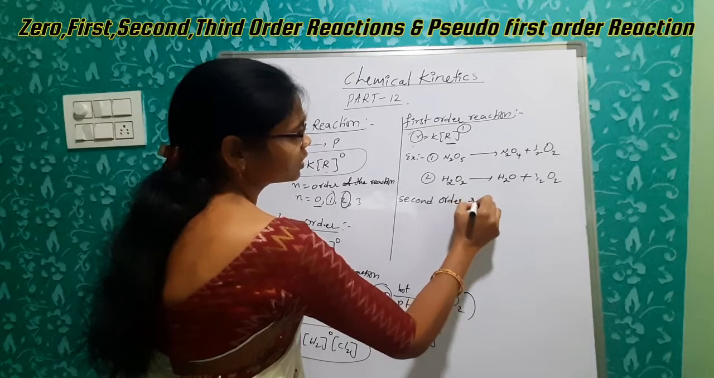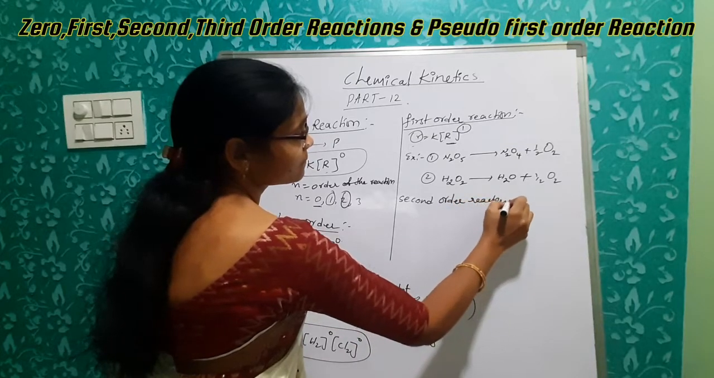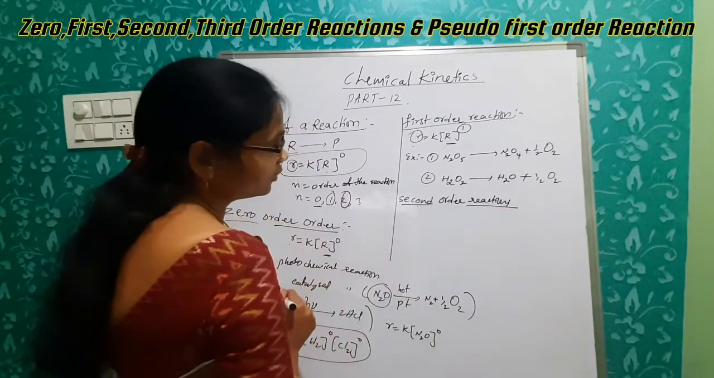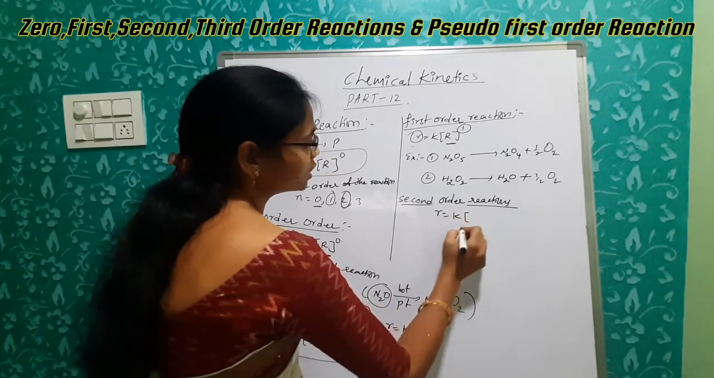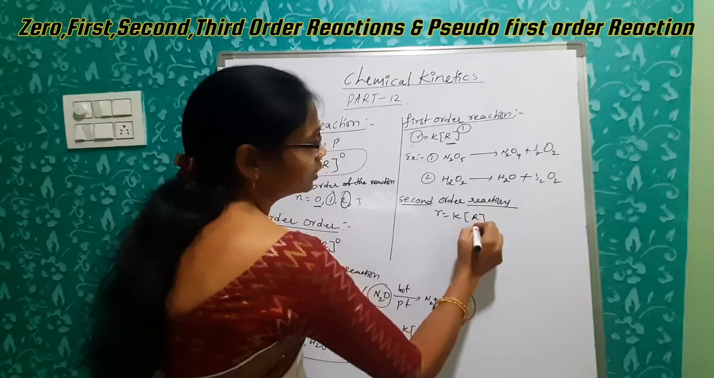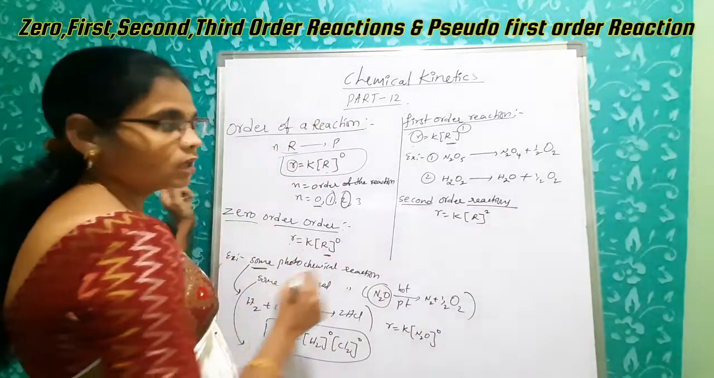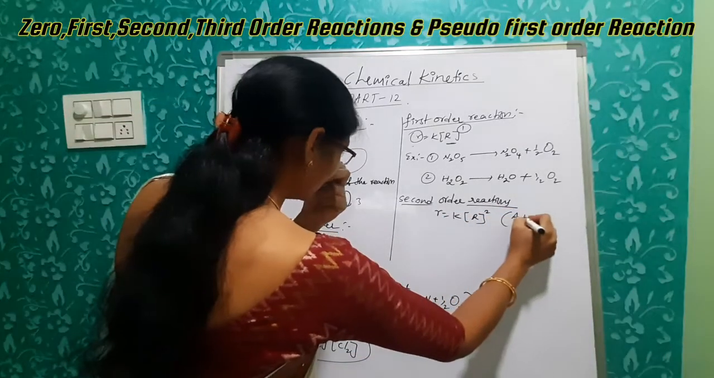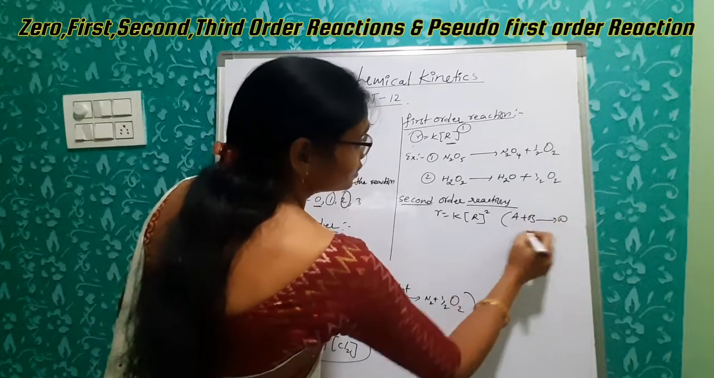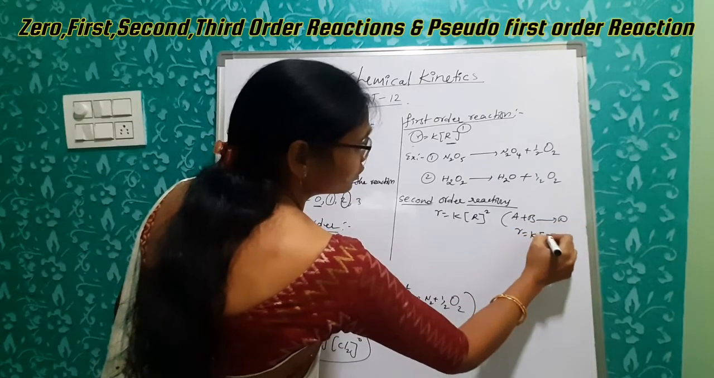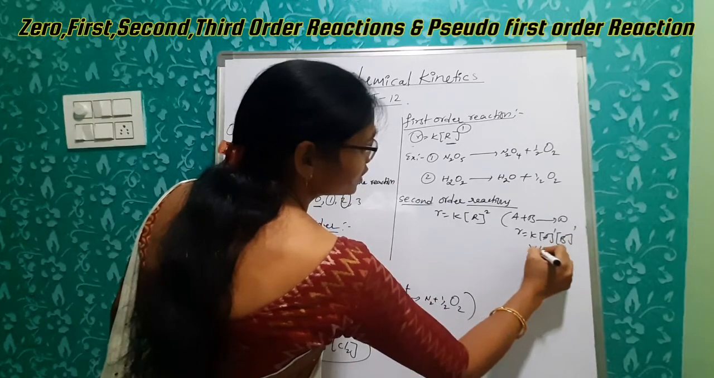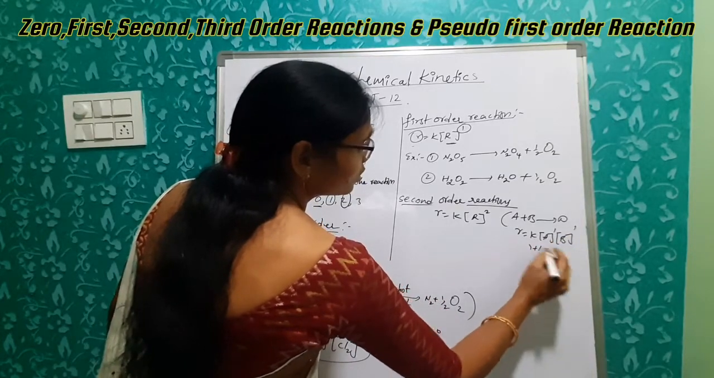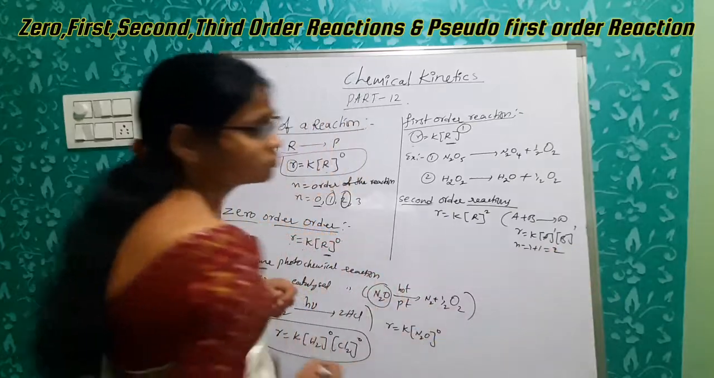How to define a second order reaction? Simply R is equal to K into concentration of R power 2. Or maybe two types of reactants are there, so then R is equal to K into concentration of A power 1, concentration of B power 1. 1 plus 1 is equal to 2, order is equal to 2.